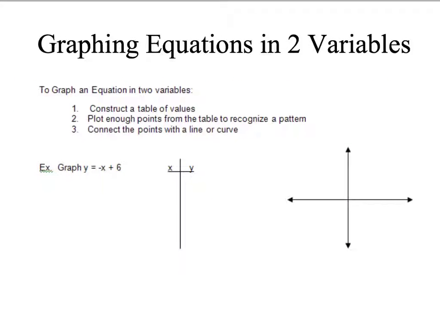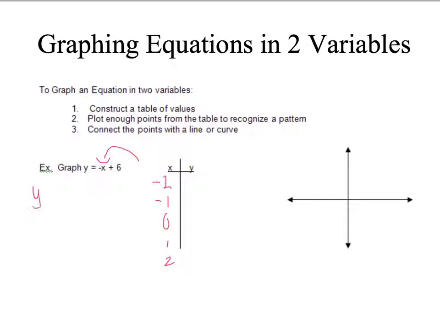Now, anytime you're graphing equations in two variables, there's an easy way to do this, and it works for linear equations and it works for nonlinear equations. What we're going to do is construct a table of values, and I'm going to start off by picking out values for x. These could be any values that I want. I want to try to make it easy on myself, so I picked some very simple numbers. Now what I'm going to do is substitute those into my function and get the y values.